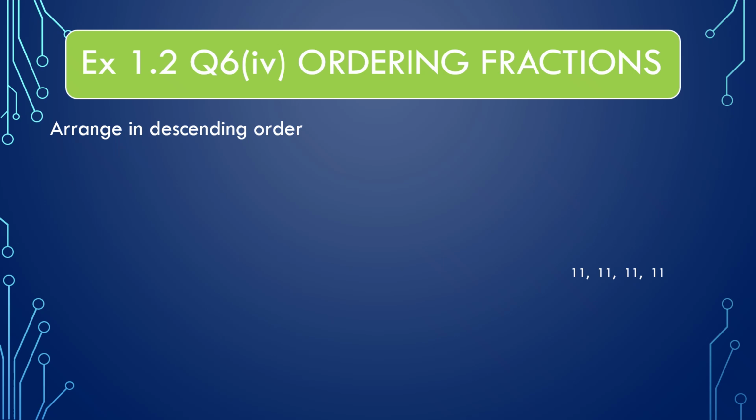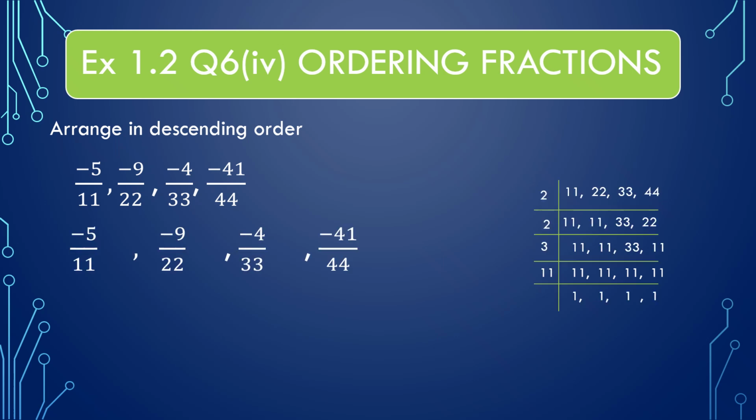Now we have another part of question number 6, and again we have to arrange the fractions in descending order. Here we have all negative integers in the numerator and positive integers in the denominator. Now let's take their LCM. The LCM is 132. Now the next step is to make common denominators.